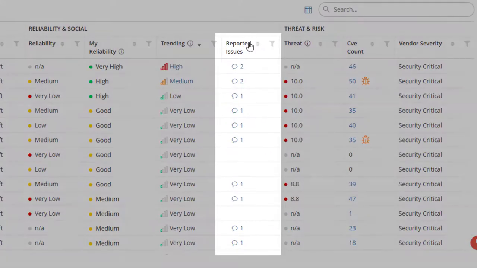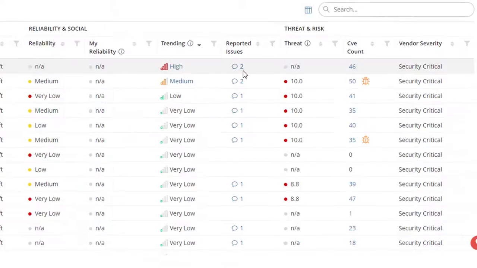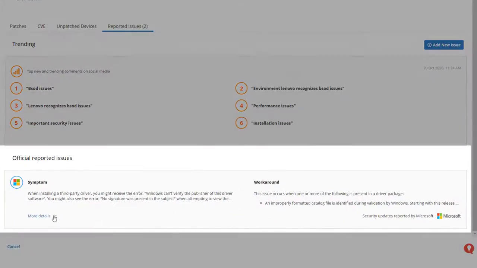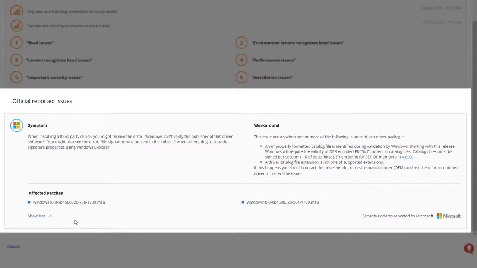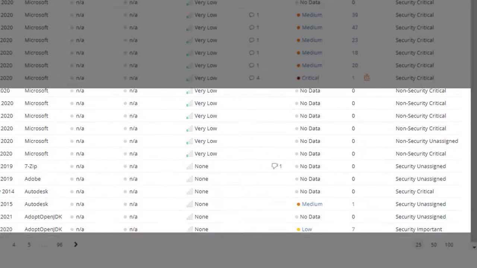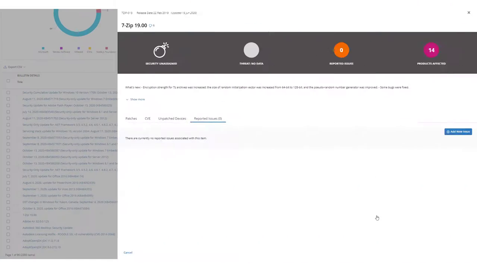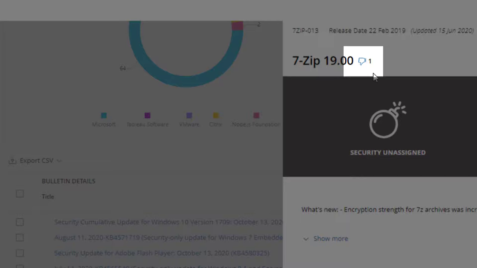If the patch has any reported issues, a number indicates how many have been raised. Click to see who reported them, the patches they affect, the description, and any known workarounds that have been provided. The number of downvotes is also a quick indicator as to whether this is considered a good or bad patch. This downvote facility is available on every bulletin and patch detail.